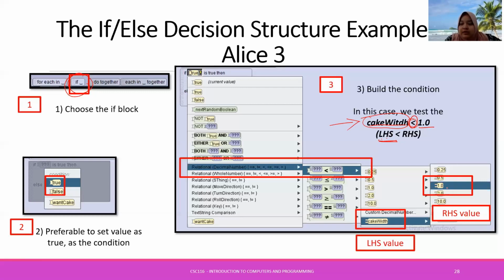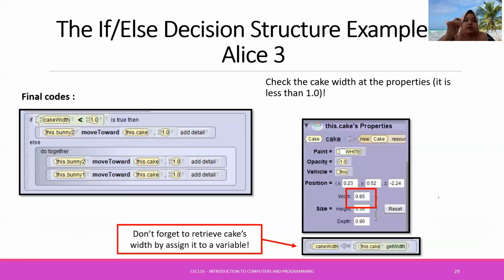So klik 1.0, ataupun kat sini nanti you boleh adjust. Maksudnya kalau you tak nak 1.0, you nak nilai dia apa, you boleh tukar value tu, tak ada masalah. Okay. So this is final code. Okay, ini rupanya bila berada di dalam Alice. Kalau if cake width less than 1.0 is true, then this bunny to move toward this cake. Kan tadi kan, maksudnya bunny tu yang akan pergi dekat cake. Okay, else do together. Kenapa kita nak letak do together? Sebab kalau ini salah, dia akan jadi bunny tu dengan bunny one akan move toward dekat cake tu.